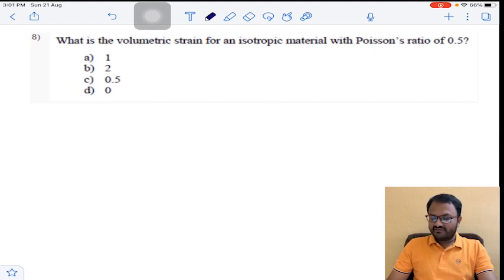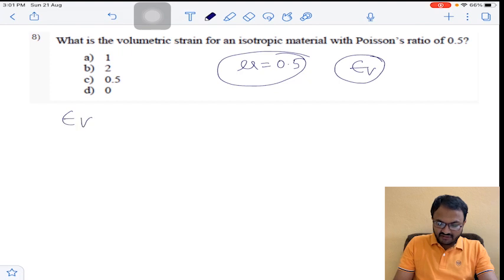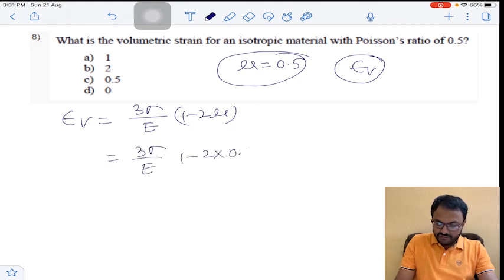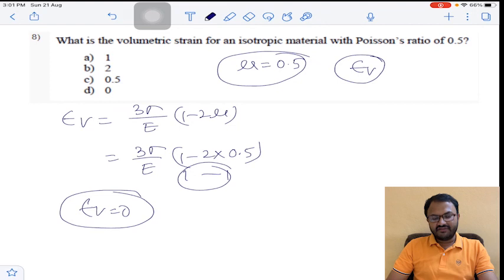What is the volumetric strain for isotropic material with Poisson's ratio? So with Poisson's ratio mu equal to 0.5, volumetric strain epsilon V is equal to... We have a formula for volumetric strain: epsilon V is equal to 3 sigma by E times (1 minus 2 mu). That is 3 sigma by E times (1 minus 2 into 0.5). So you will get 1 minus 1, so there is no epsilon. There is no volumetric strain for isotropic material having Poisson's ratio 0.5. So the answer is D for question number 8.